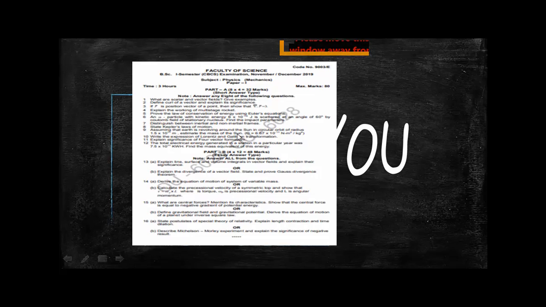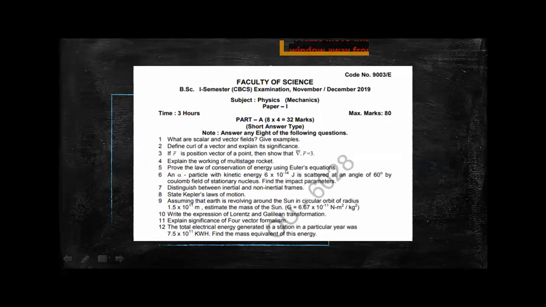In the second section, you can see there are 4 units. Each unit has one long answer question. And the short answers, we'll go to the next slide. This is the first section. They conducted this in 2019, November-December. And the first question, you can see, we already completed 3 questions.